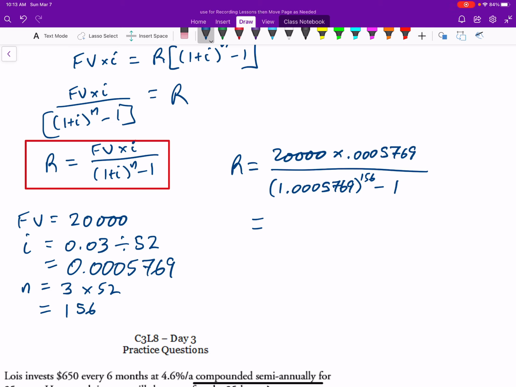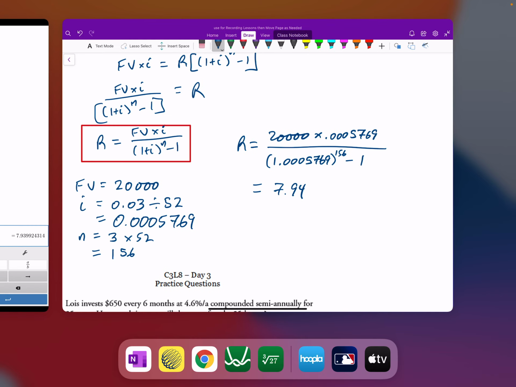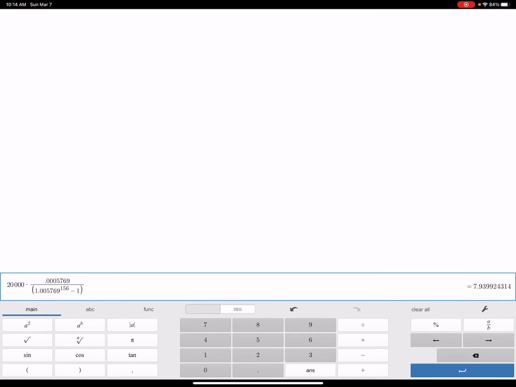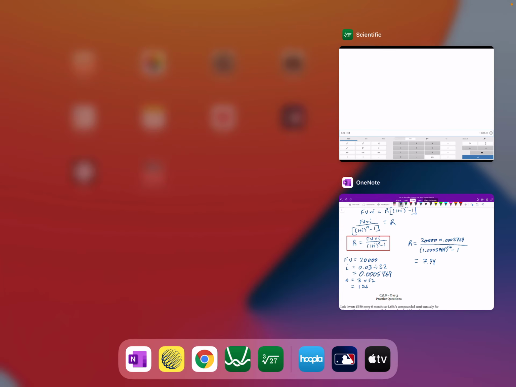That seems a little low. So I may have made a mistake. I'll write it down first, and then I'll double check. Something doesn't ring quite true. I may have been distracted by my dog going crazy a few minutes ago, but let's check it out. A quick check I could do is 7.94 times the 156 is $1,206. So that would mean I put in $1,206 and it would have grown to $20,000 in 3 years. Something doesn't ring quite true.